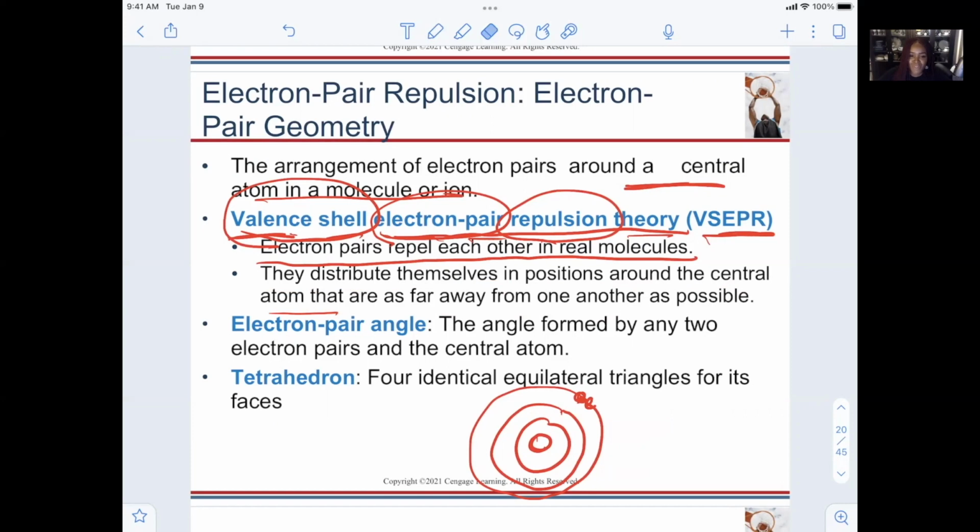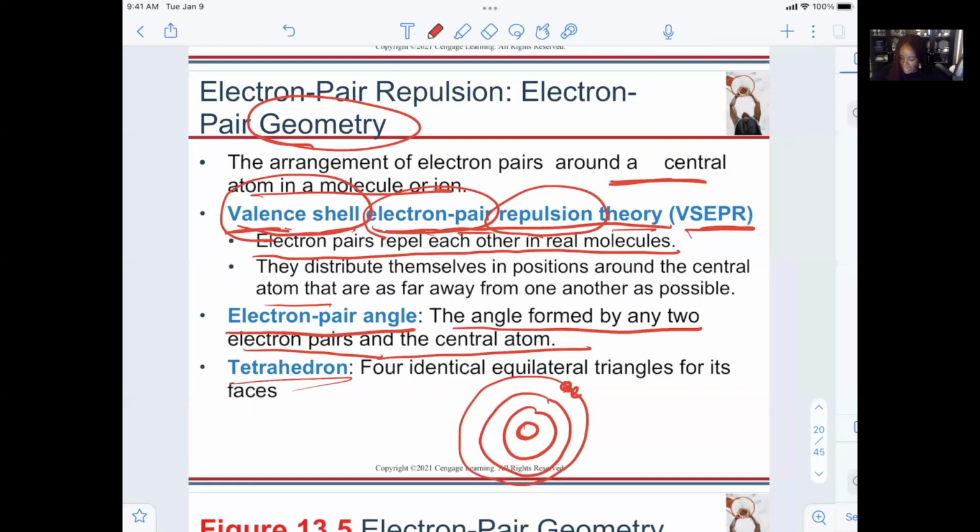Anyway, the electrons do like to stay, they repel each other. So they kind of try to occupy positions where they're very far from each other. And in doing so, we get all these different geometries, right? The geometry is a result of the electron pairs repelling each other. Okay, from that, we also get electron pair angle. This is the angle formed by any two electron pairs and the central atom, and then we get different shapes.